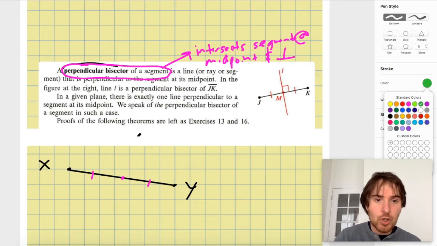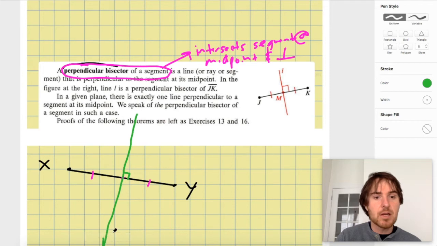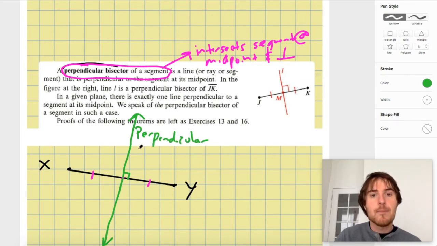And this in green, I'll do the perpendicular bisector. So I'm going to do it perpendicularly and here. And there are going to be some interesting connections we'll go through in a second about this thing right here. Okay, so this is a perpendicular bisector of segment XY. Okay, segment XY.